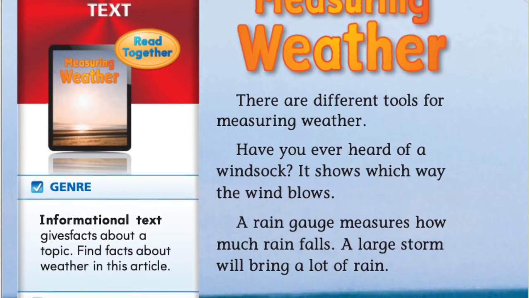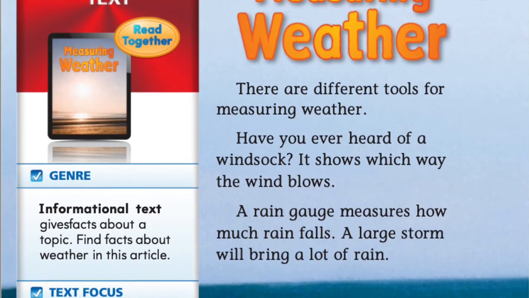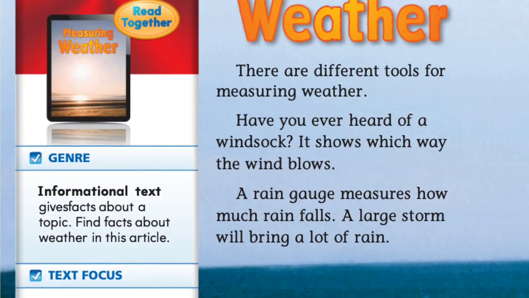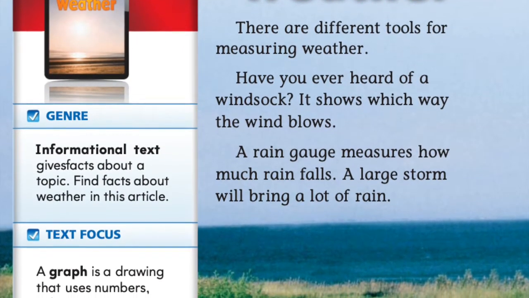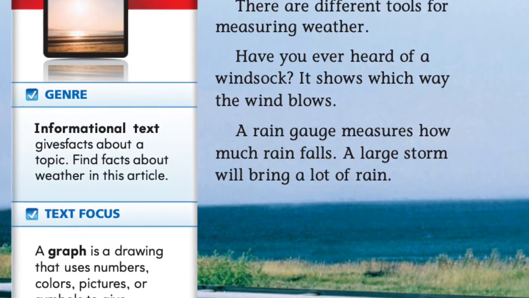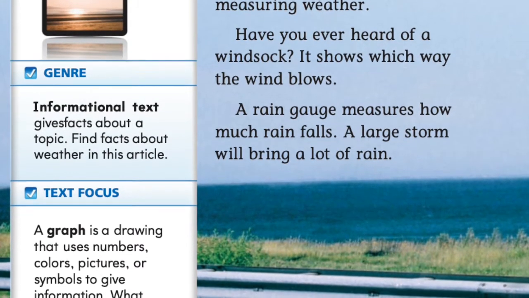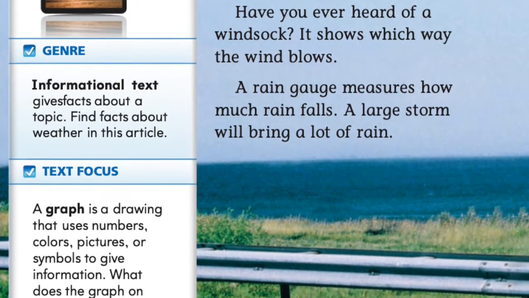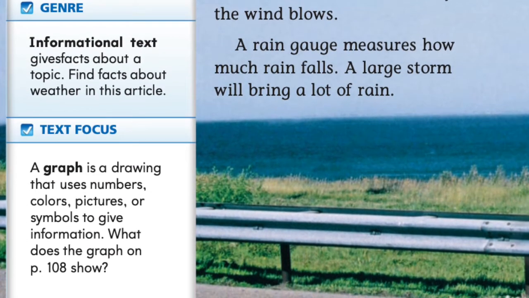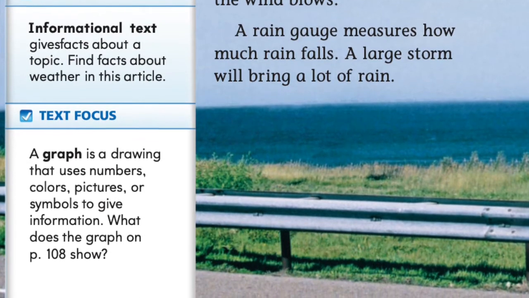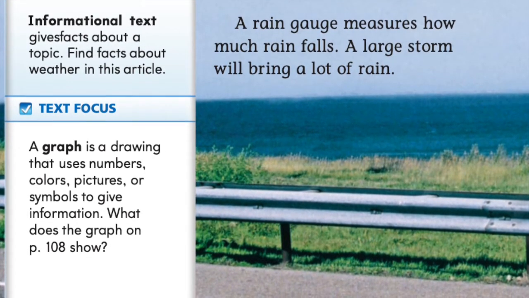Let's start on page 106. Measuring weather. There are different tools for measuring weather. Have you ever heard of a windsock? It shows which way the wind blows. A rain gauge measures how much rain falls. A large storm will bring a lot of rain.